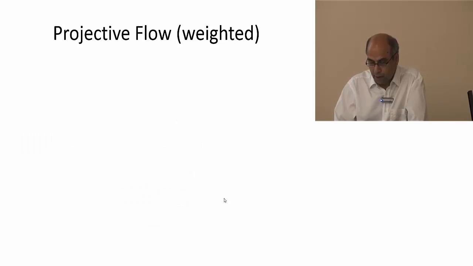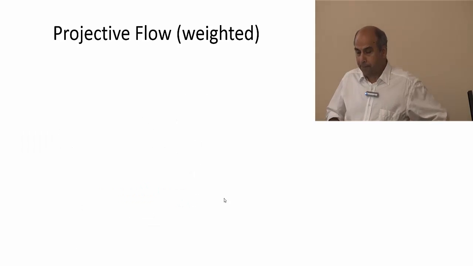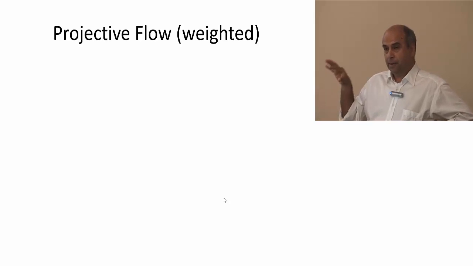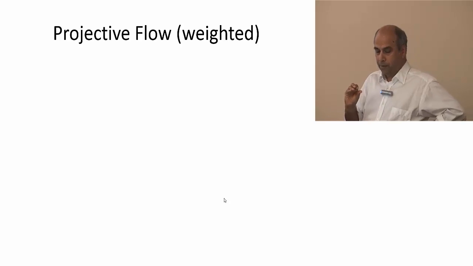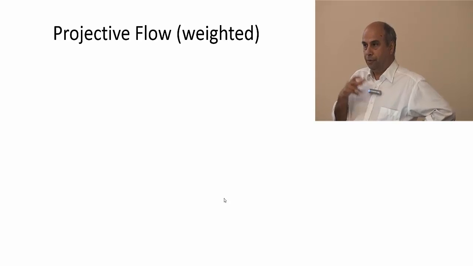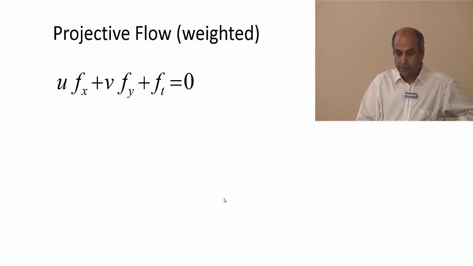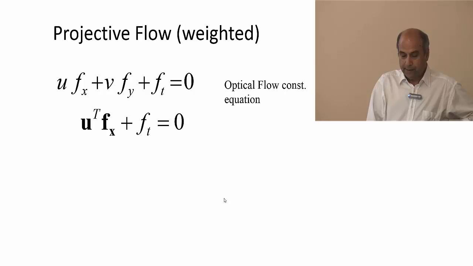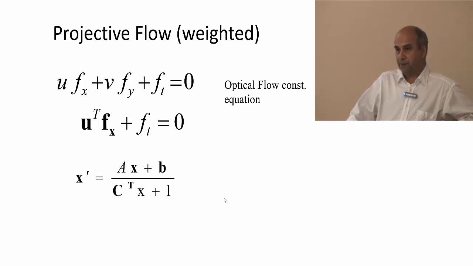So we want to talk about how we can estimate projective flow, again using the same framework. That's what I always try to do: once you understand one thing, we keep building on it. So we'll talk about how to estimate projective flow, very similar to what we talked about for affine, which is very nice. We are going to use this optical flow constraint equation like this, and that's it in vector form. And this is our projective transformation.